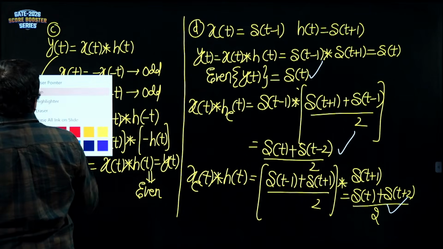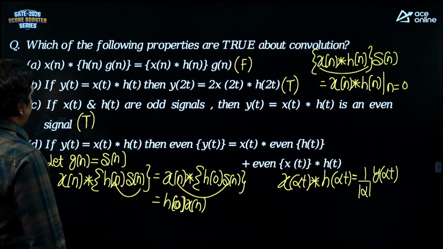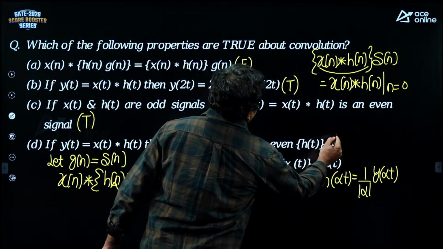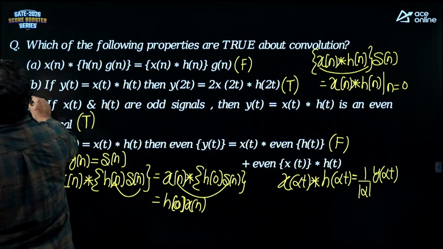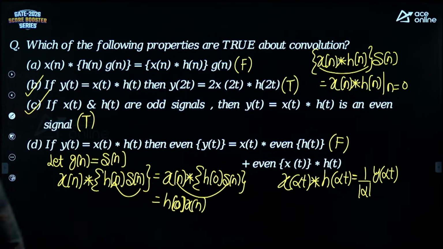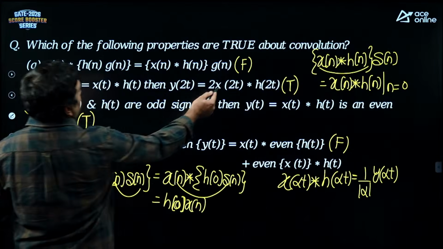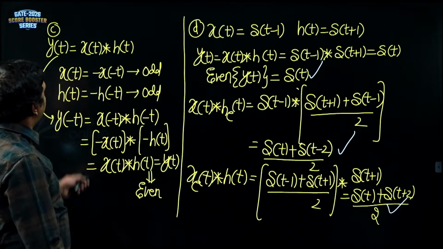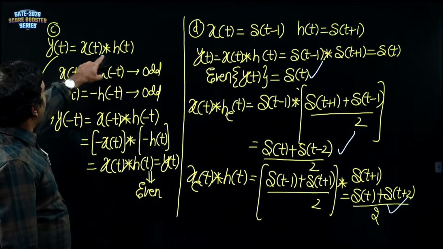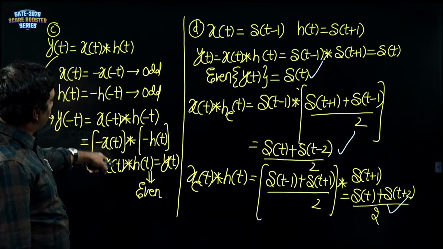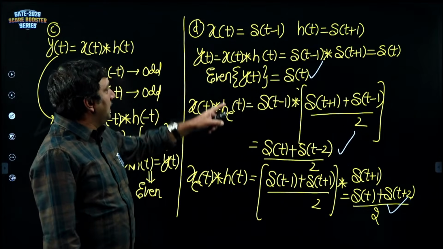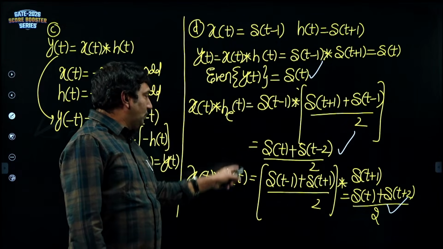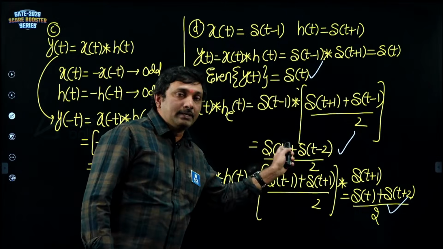That means the fourth option is false. What is the question? Which are true here? B and C. B is straightforward. C, the explanation I have given here: by assuming x(t) and h(t) as odd signals, we proved that the convolution of two odd signals is even. Option D: the even part of y(t) is not equal to the sum of these two, because we got a different result.